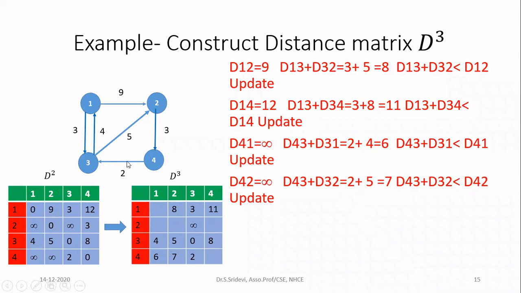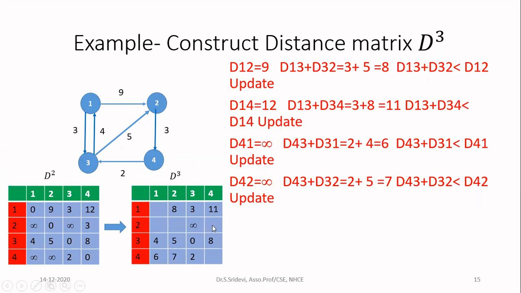So totally with the cost of 7, I am reaching from node 4 to node 2, whereas previously there is no path available even after including the vertices V1 and V2. Now, due to the inclusion of vertex 3 only, I'm having a shortest path. So I'm going to update that.